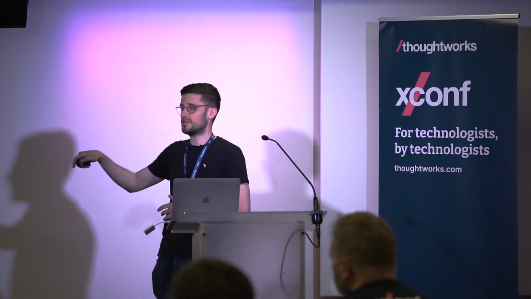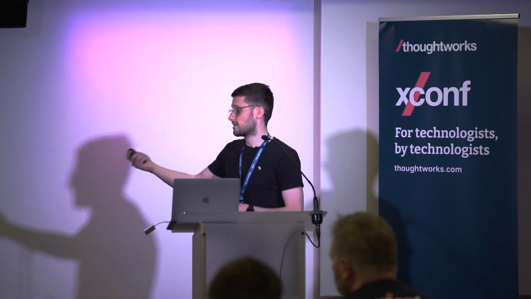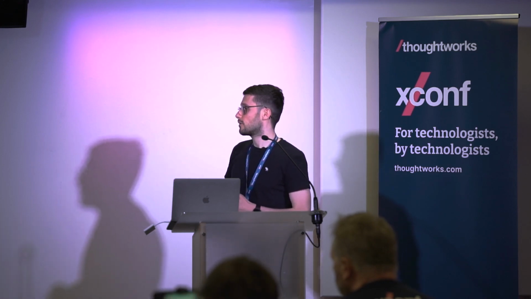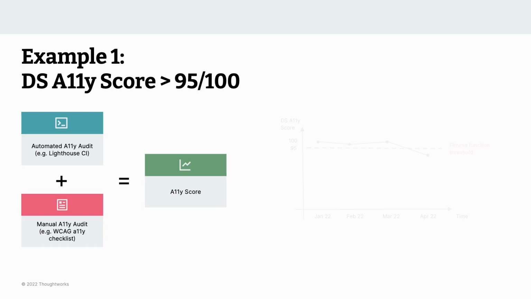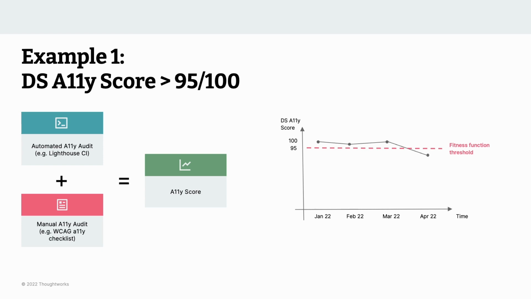But your job is not finished there. You need to make sure to also run manual audits, for example, by just following some Web Content Accessibility Guidelines checklist to test screen readers, etc., and then combine those two scores into something that you could call an accessibility score. Then you can plot how your accessibility score is trending over time and make sure that it stays above your desired threshold.